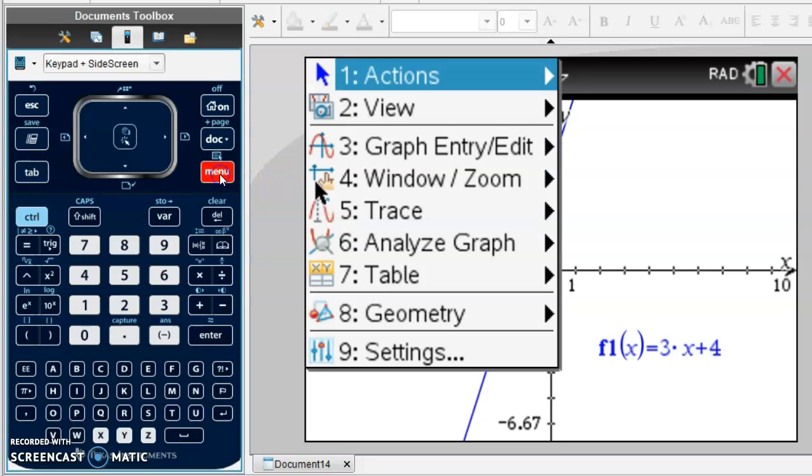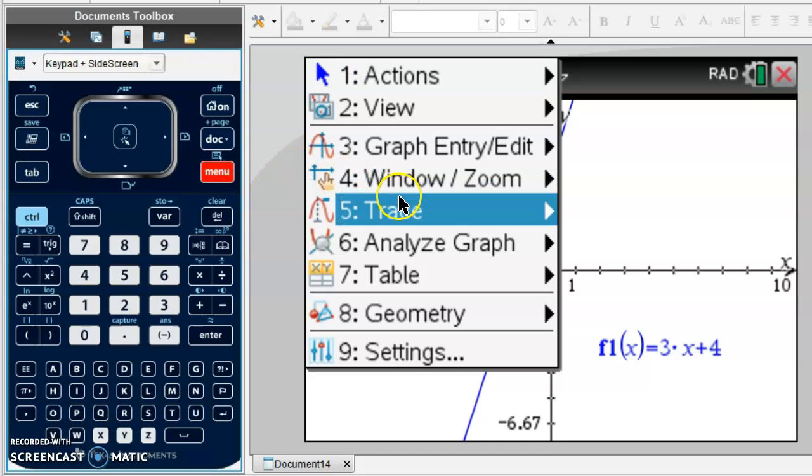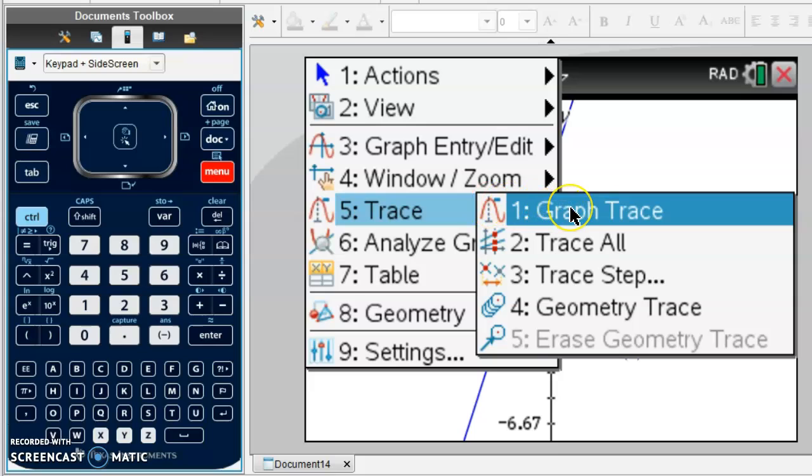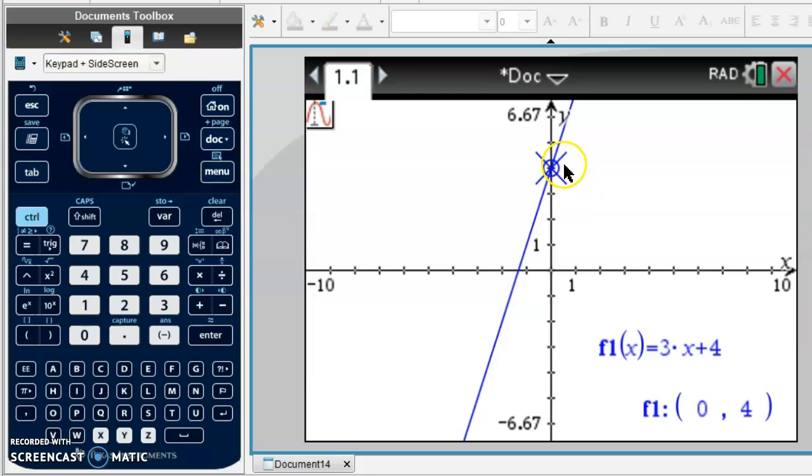So I'm going to go to the menu. I always like to say pull up the spider, and you'll see why I call it a spider in a moment. So I go Menu, Trace, and then Graph Trace. Whenever I click on that, or Menu 5.1, it shows what I like to call a little spider. Now, yes, I know, spiders have 8 legs and this one only has 4. Well, that's just how this is. The happy spider has 4 legs.